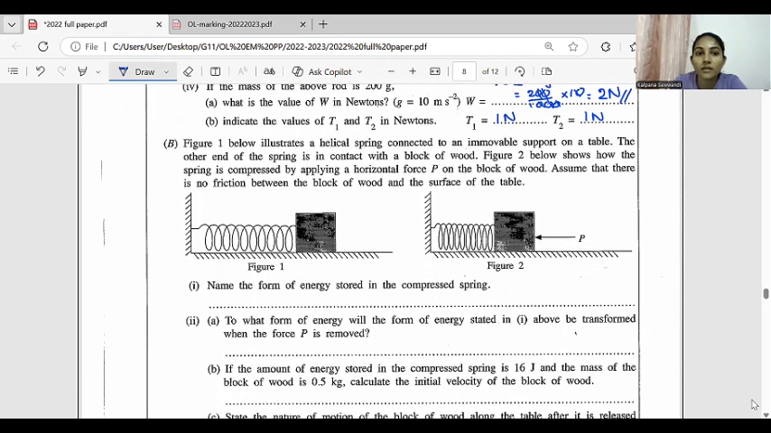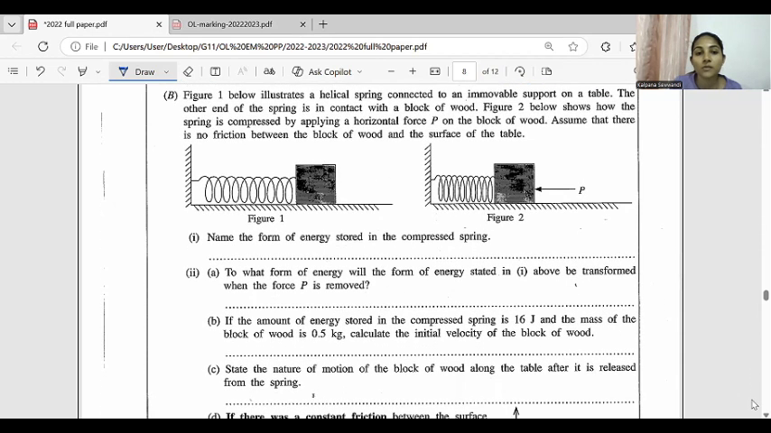Next part. Figure 1 below illustrates a helical spring connected to an immovable support on a table. The other end of the spring is in contact with a block of wood. Figure 2 below shows how the spring is compressed by applying a horizontal force T on the block of wood. Assume that there is no friction between the block of wood and the surface of the table. So this is a helical spring, and the block is fixed here. Then it is compressed in figure 2.